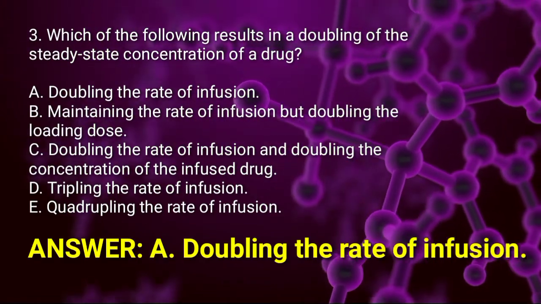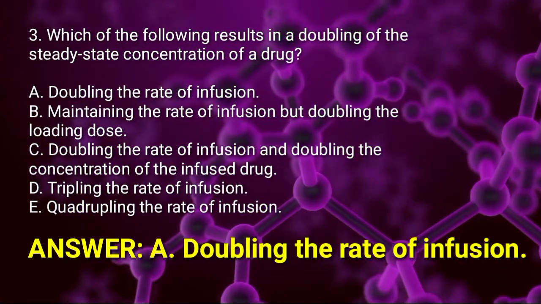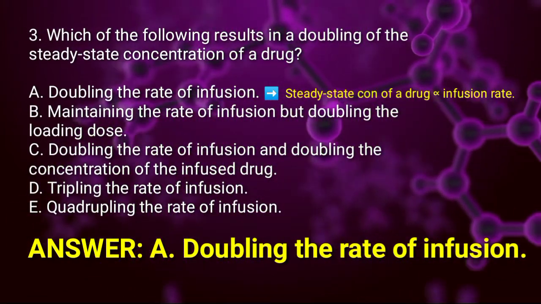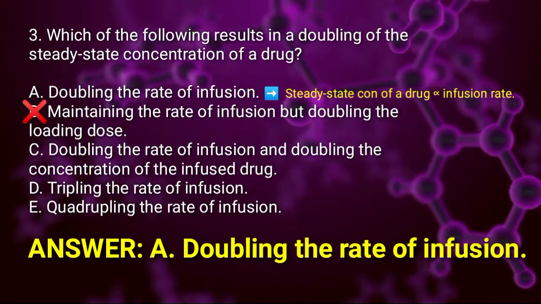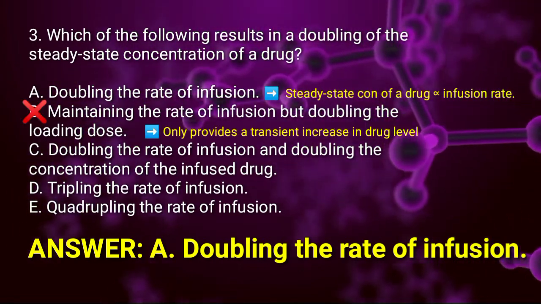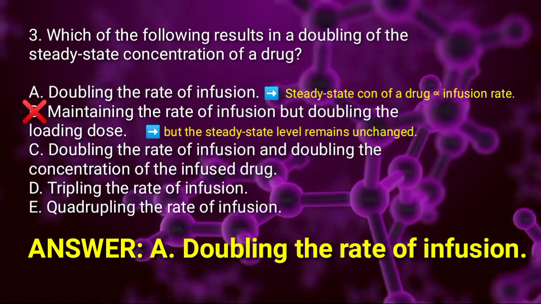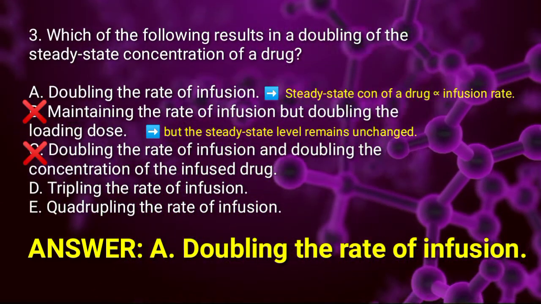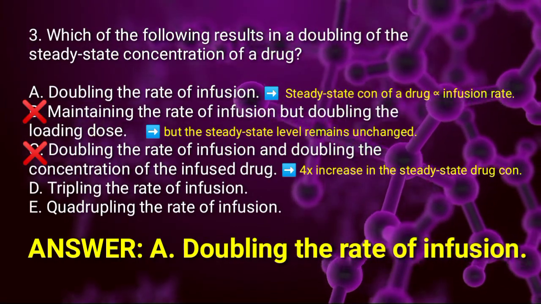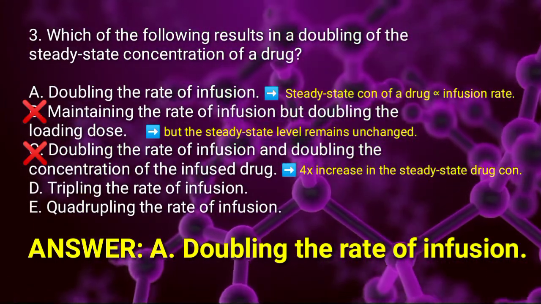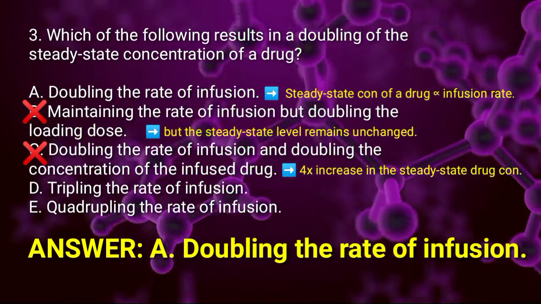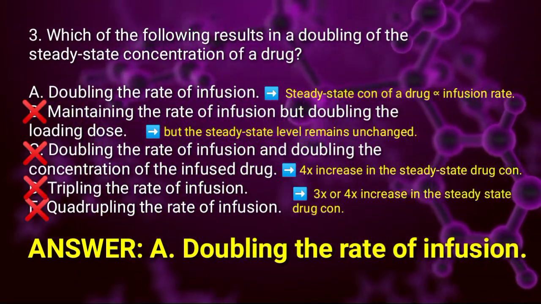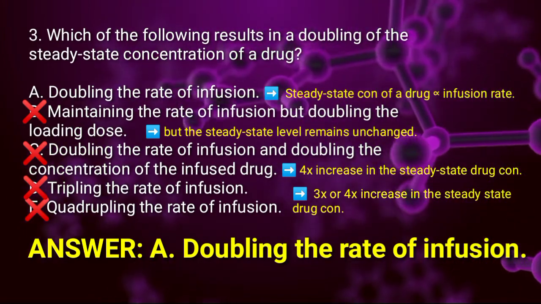Answer: A. Doubling the rate of infusion. The steady-state concentration of a drug is directly proportional to the infusion rate. Increasing the loading dose provides a transient increase in drug level, but the steady-state level remains unchanged. Doubling both the rate of infusion and the concentration of infused drug leads to a 4-fold increase in the steady-state drug concentration. Tripling or quadrupling the rate of infusion leads to either a 3- or 4-fold increase in the steady-state drug concentration.